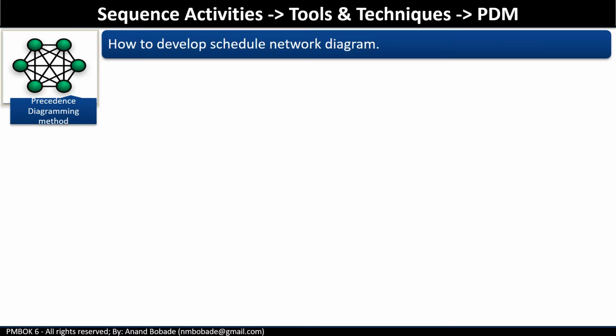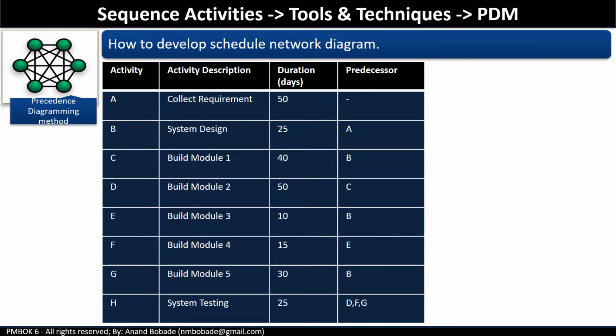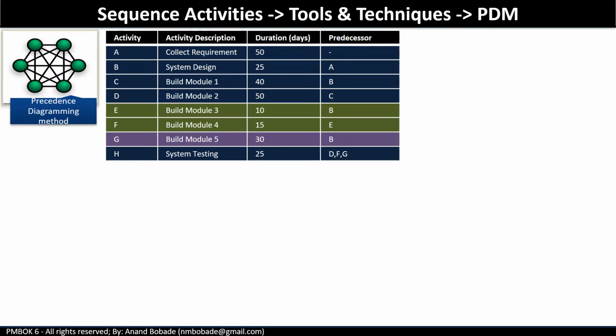Let's take a simple example to build a project schedule network diagram. Think of a software application which goes through requirement gathering, system design, software development, and system testing activities. You can see the activity list on the slide along with their predecessor activities. So the list of activities that I mentioned earlier are all listed over here. Let's build the project schedule network diagram using this activity list.